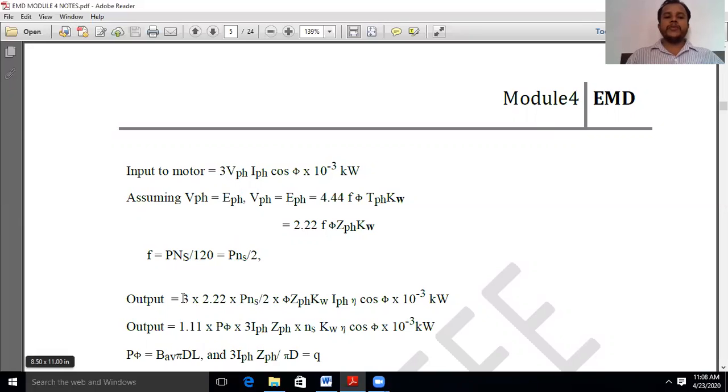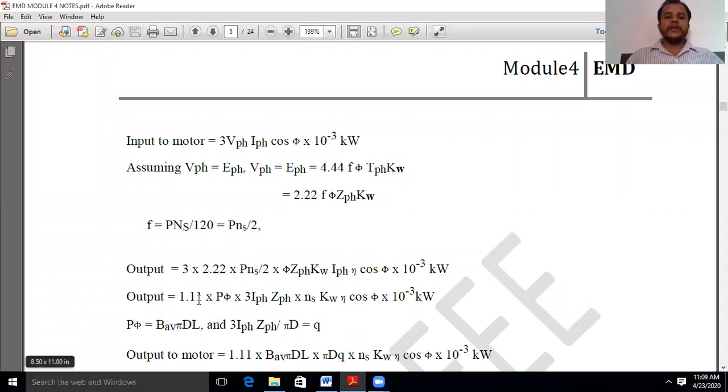So now the output will be given by 3 into 2.22 into P ns divided by 2 into phi Z phase Kw, then I phase, eta which is efficiency, cos phi into 10 raised to minus 3. Now if I simplify this, the output will be 1.11 into P phi into 3 I phase Z phase into ns Kw eta cos phi 10 raised to minus 3.